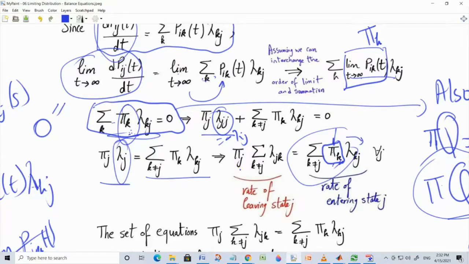The left hand side is pi j, which is the steady state probability of state j, and it's multiplied by this sum, which gives you the rate of making a transition to a state other than j. So this is like going out of j. So the rate of leaving state j is the rate of entering state j. It's like the balance or equilibrium equations that we encounter in things like physics and so on. So the rate in is like the rate out. Rate in is like rate out.